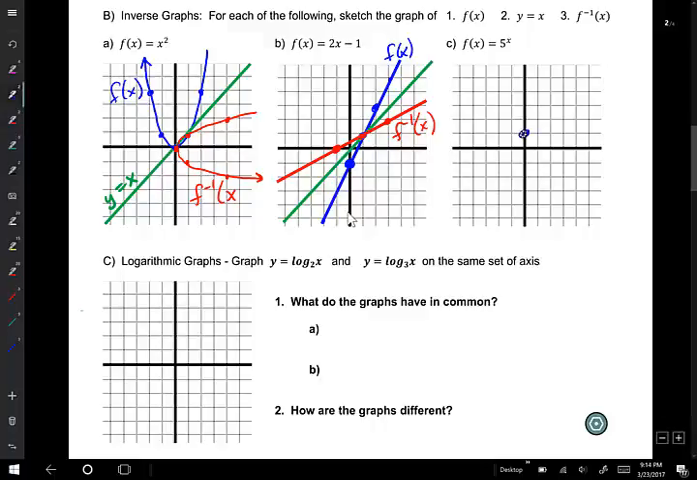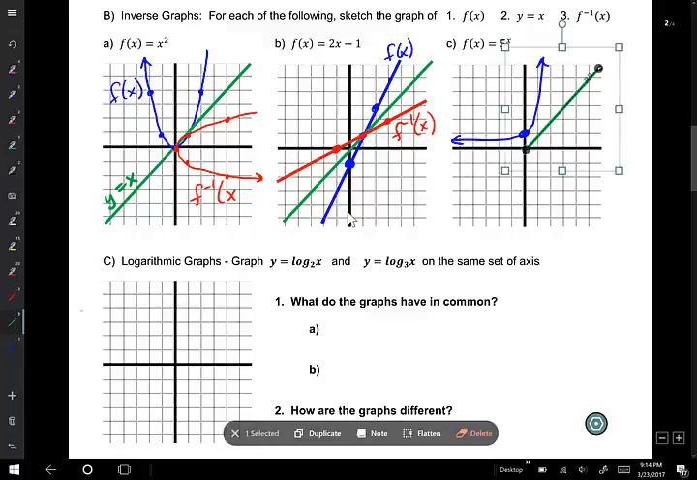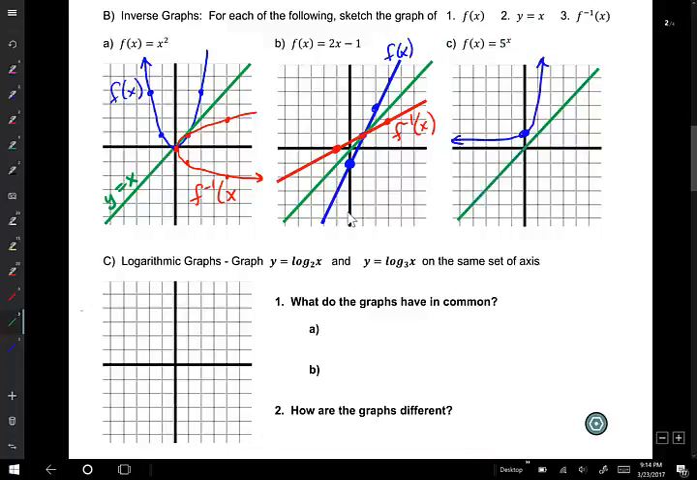Once again, we go through (0, 1). 5 to the x is going to swoop up this way and come to the left. Let's draw our line y equals x again, coming up through. There we are. And now from there, we can pick a couple points if that helps you. (0, 1) becomes (1, 0). This is the point on the blue, (1, 5). So that becomes the point (5, 1).